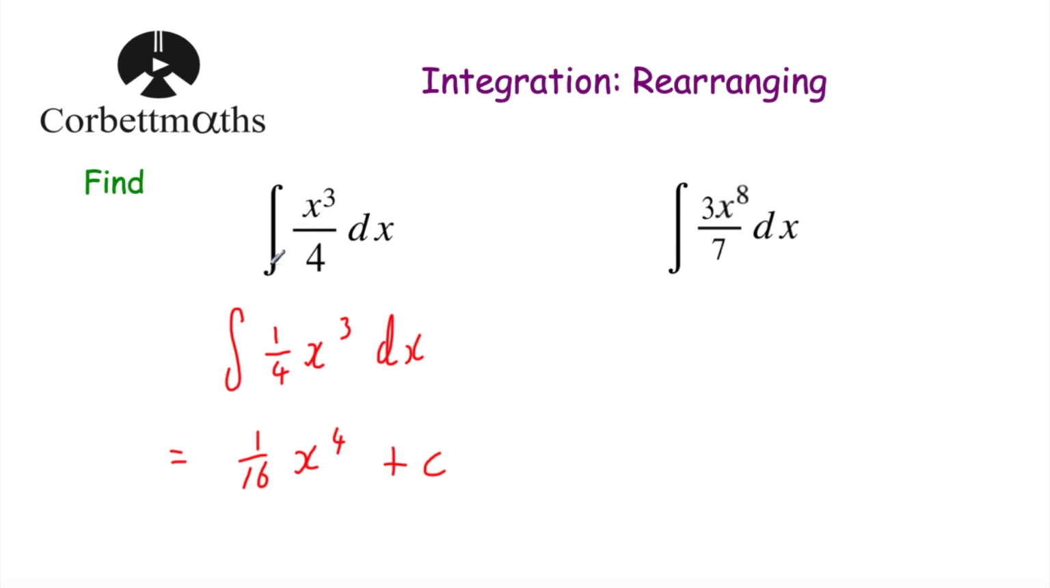So if we're asked to integrate x cubed over 4 with respect to x, the answer would be 1/16 x to the power of 4 plus c. And that's it. Okay, now let's have a look at our next one.